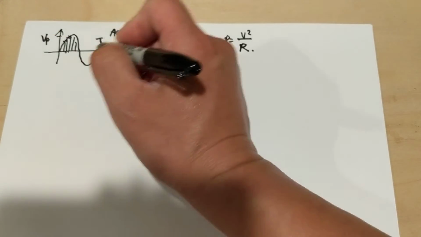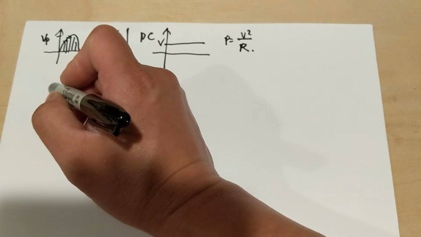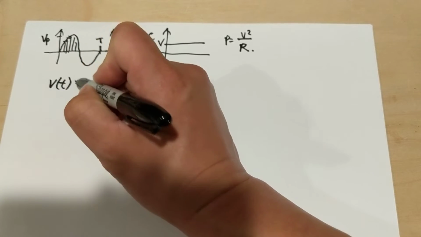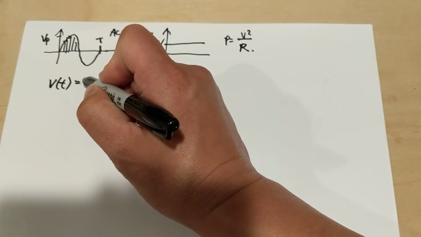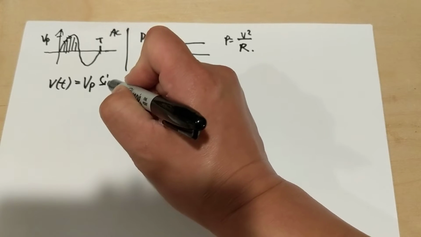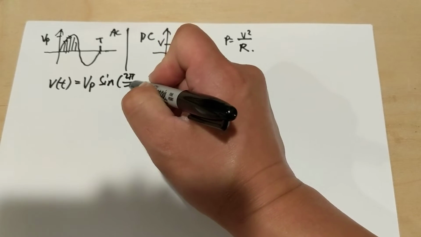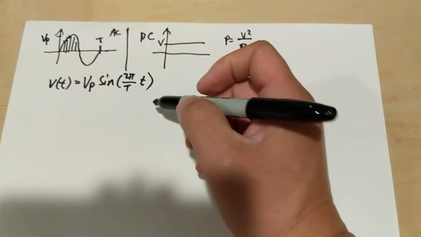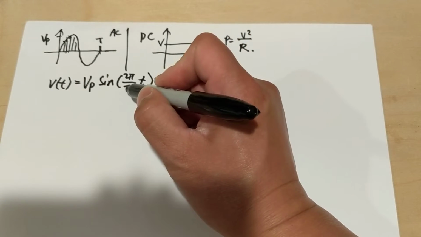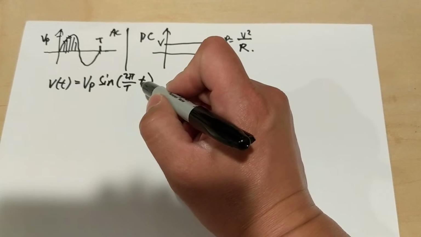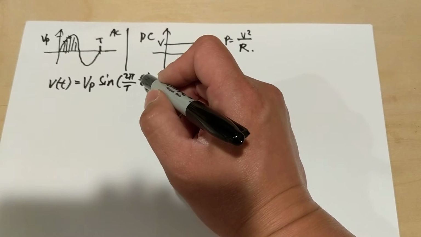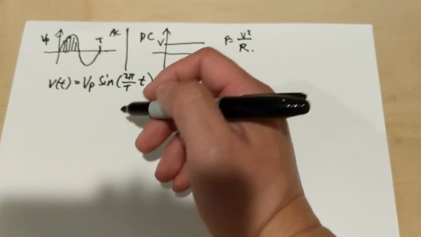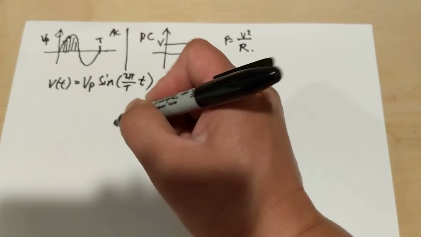So let's represent this tone in a mathematical formula. Say the tone voltage in volts equals Vp sine 2 pi over T and t. Okay, this is the representation of this tone. You can see if t is pi, it's 0. If t is pi over 2, this is Vp. So this is the representation. If we cut it into small pieces, then we can calculate the energy.